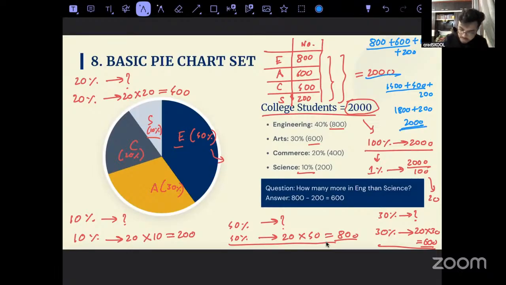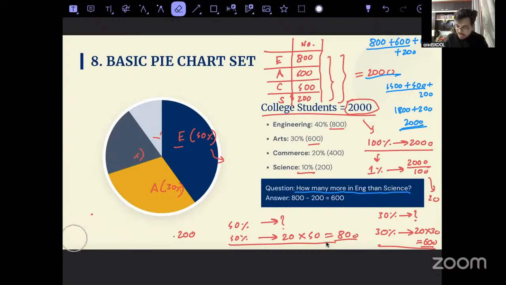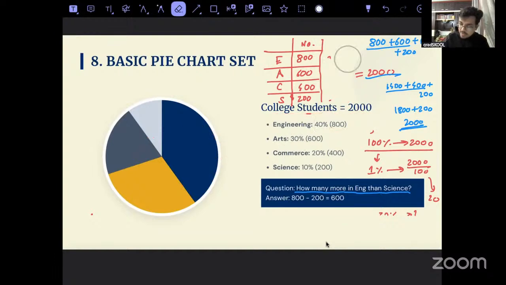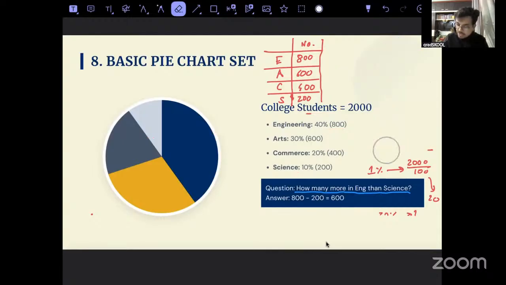Now let's solve the question. What was the question? Question says how many more in engineering than in science. So in engineering, how much we have? Don't look at anything. Let me erase everything for you now. I'll just keep the table. I'll erase this also so that you don't have to look here and there. How to solve the question via table, I'll explain that also right now. We have this.